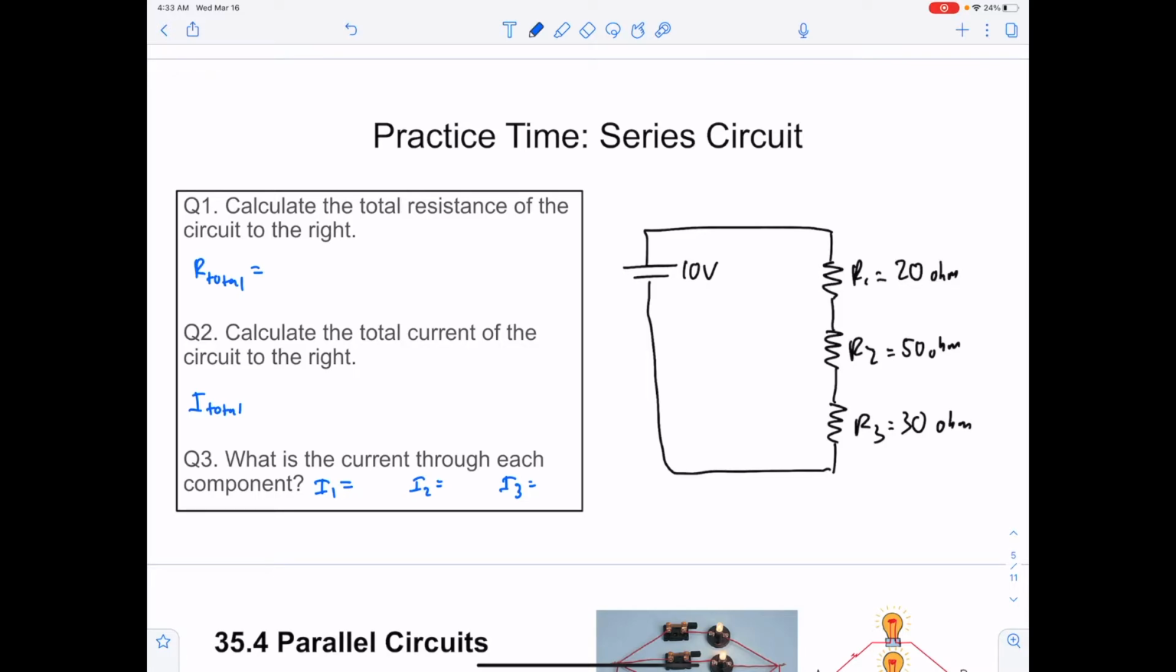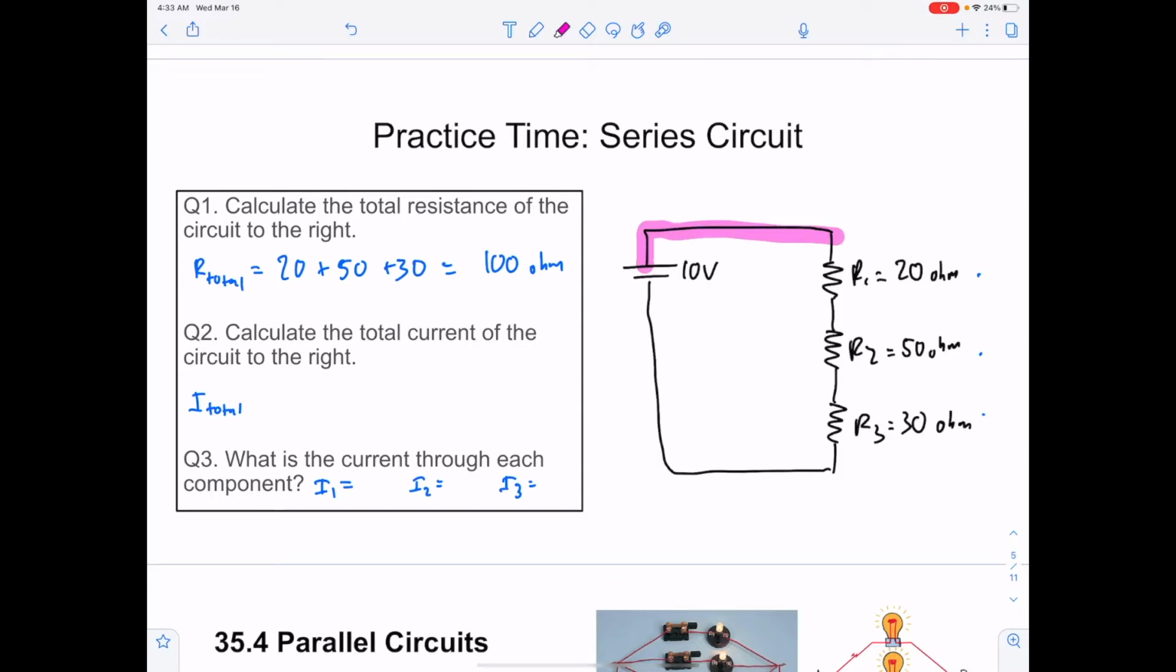Okay, let's give you guys an opportunity to practice this. So question 1 says calculate total resistance in the circuit to the right. Well, we have 1, 2, 3 resistors placed in series. Go ahead and give it an attempt. Okay, we have 20 ohms plus 50 plus 30. So we have 100 ohms of resistance. Not too bad. We have less electrical current overall if we place more and more components sequentially.